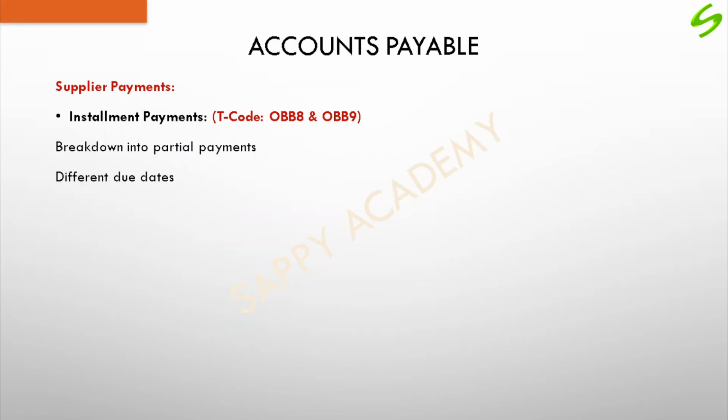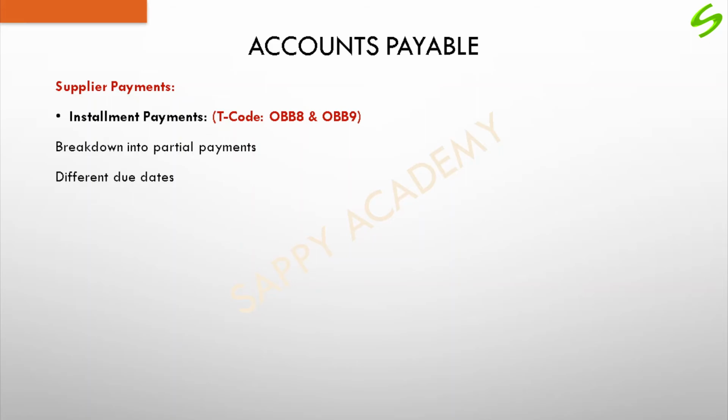The next topic under supply payments is installment payments. The T code is OBB8, which is maintain payment terms, and OBB9, define installment payments. Now what is installment payments? These are breakdown into partial payments, and each payment or each item can have different due dates.